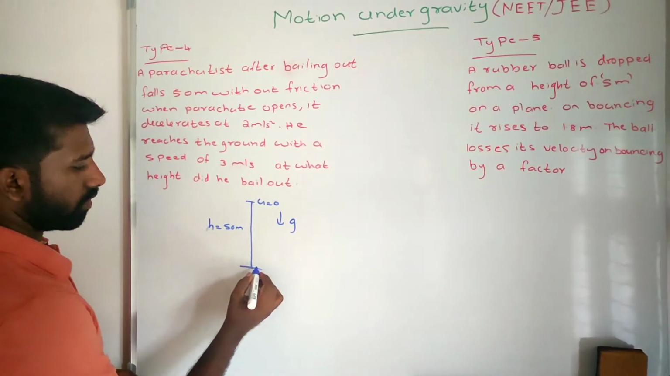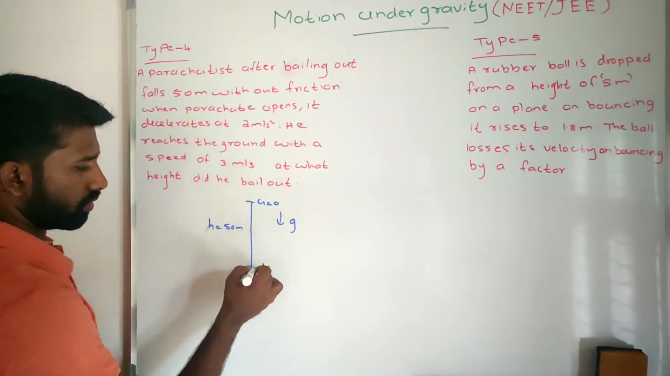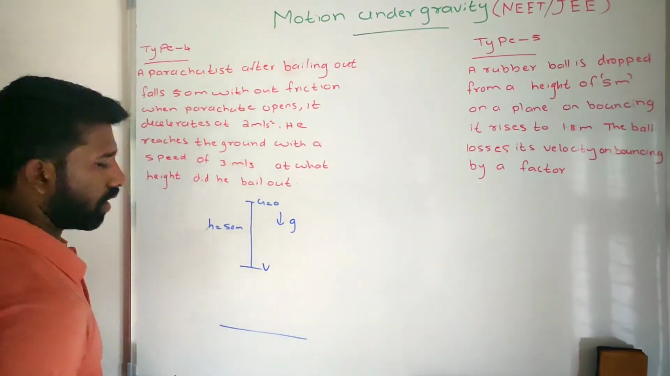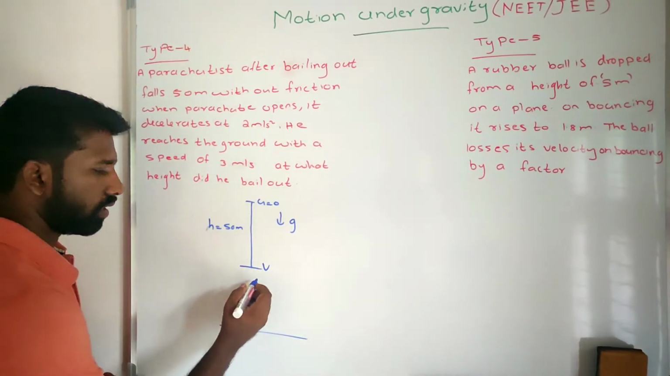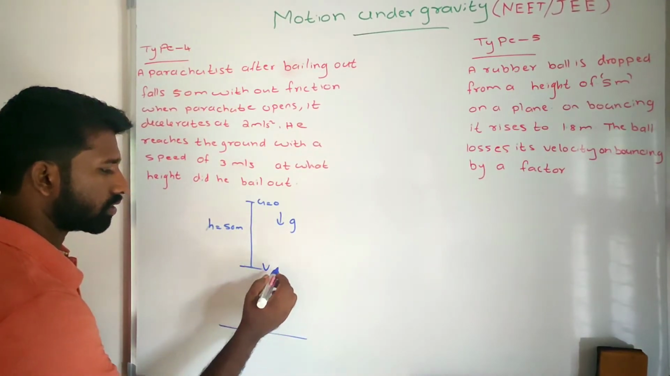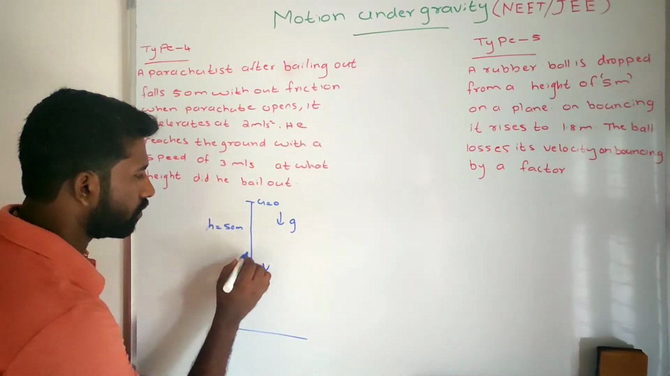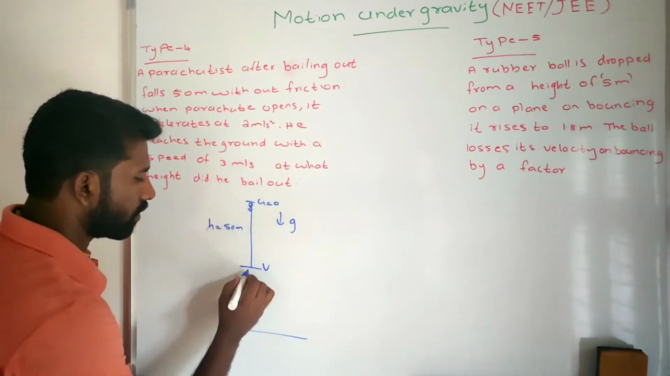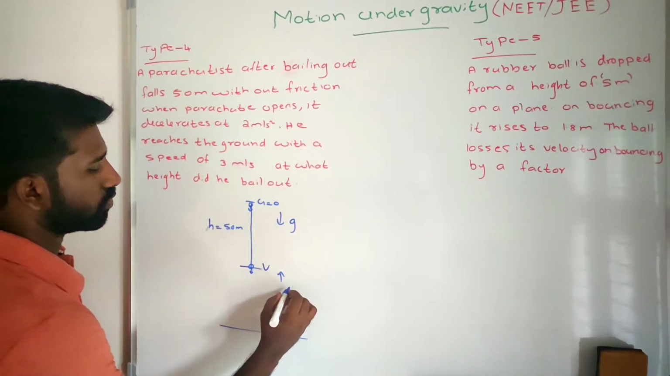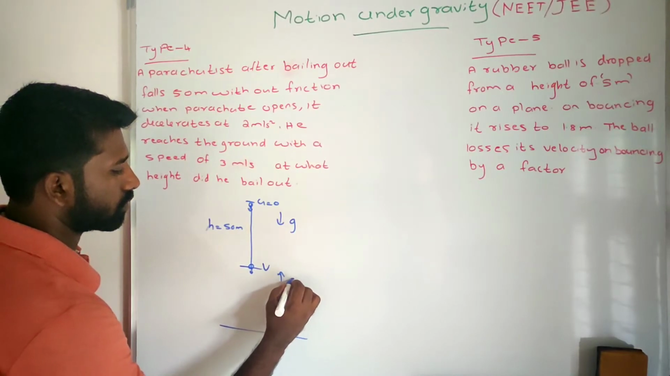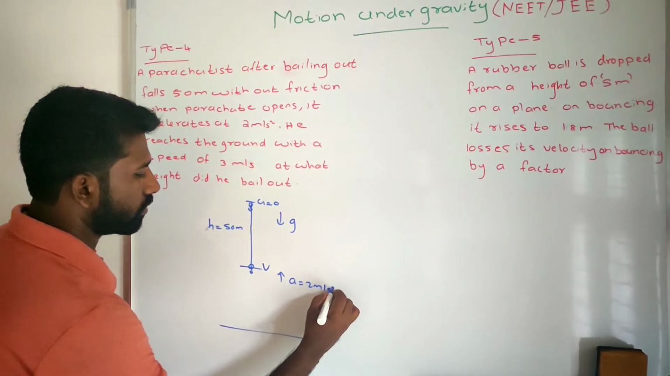With some velocity it will reach this distance, that means from here. After that, the parachute opened. So there is a deceleration acting on it. Now the parachutist tries to decelerate. What is the rate of deceleration? That is 2 meter per second square, a is equal to 2 meter per second square.